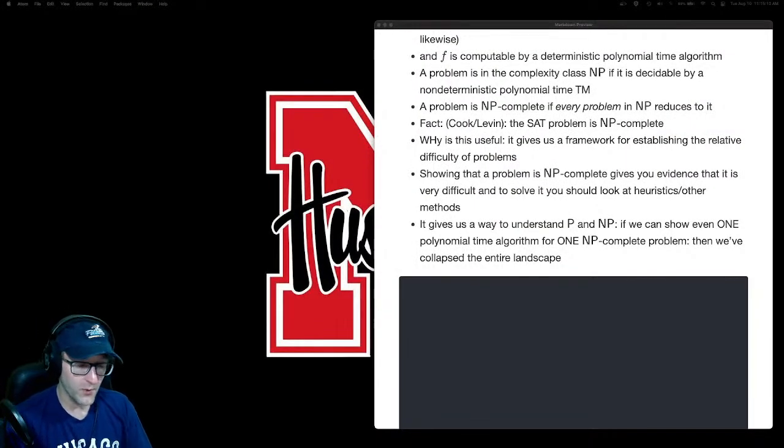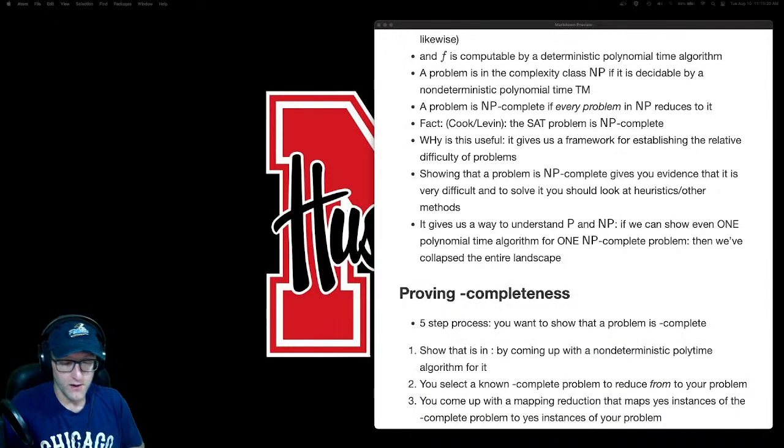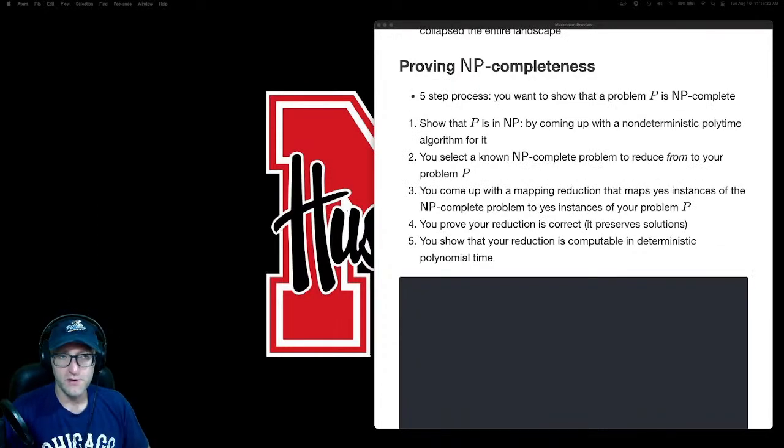So how do you go about proving them, right? And for that, I'm just going to cut and paste this 5-step process. I believe that this 5-step process can be credited to a book. It's a compendium of NP-complete problems. Forgive me for not having the authors memorized. I should, but if anybody knows, go ahead and put it in the chat. But there's a 5-step process here.